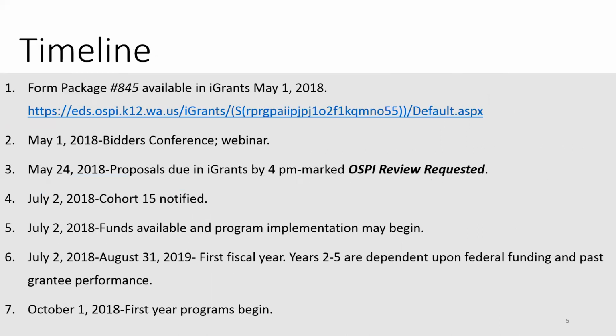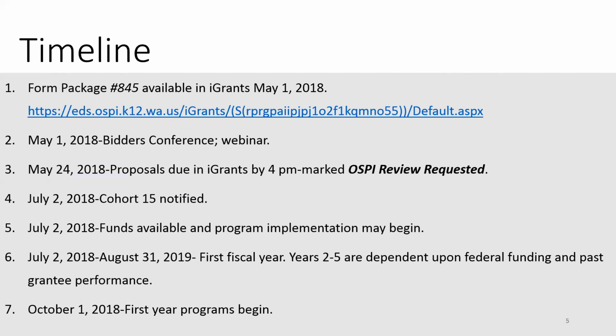The timeline for this competitive grant competition is today, May 1st, 2018. The RFP is available in iGrant. Today we're also doing the bidders conference. Proposals are due in iGrants by 4 p.m., marked OSPI review, and we will go over that in more detail further down the road as far as how to access and navigate iGrants. July 2nd, Cohort 15 will be notified, and also July 2nd, funds are available and program implementation may begin.